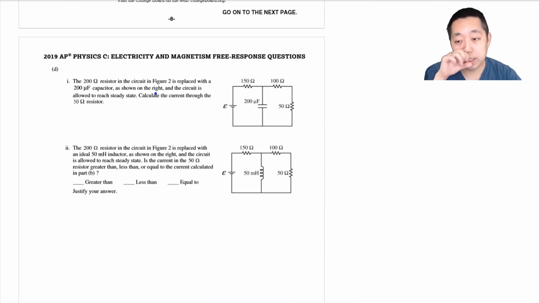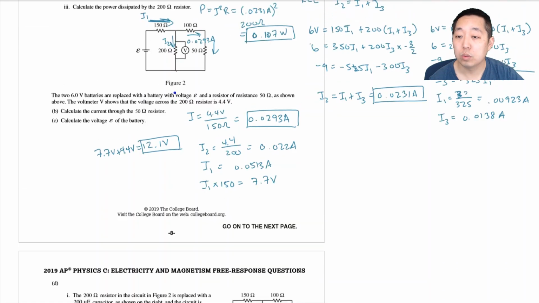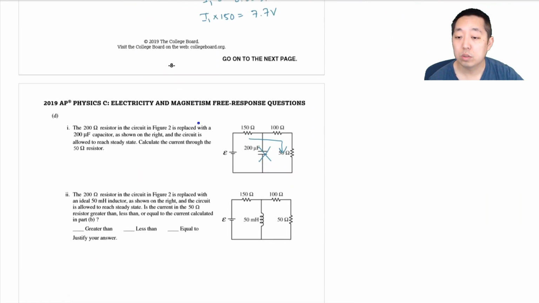Now the 200 ohm resistor in the circuit in figure 2 is replaced with a 200 microfarad capacitor shown on the right. The circuit is allowed to reach steady state. Calculate the current through the 50 ohm resistor. Steady state means the capacitor is fully charged. There is no current flowing through here, so the current flows in series. So you just simply, in figure 2, this is figure 2.